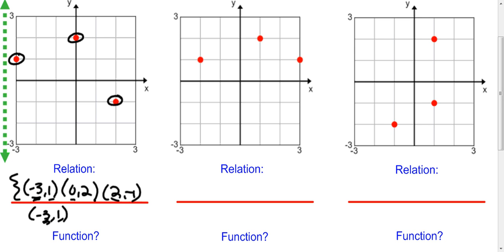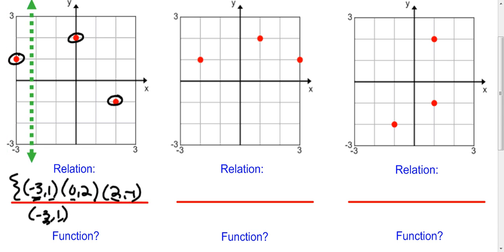Another way I can tell whether something is a function or not is by looking to see whether it passes the vertical line test. The vertical line test tells you that you can draw a vertical line anywhere along that graph, and as long as that vertical line only passes through one spot at a time, then you know it's a function.